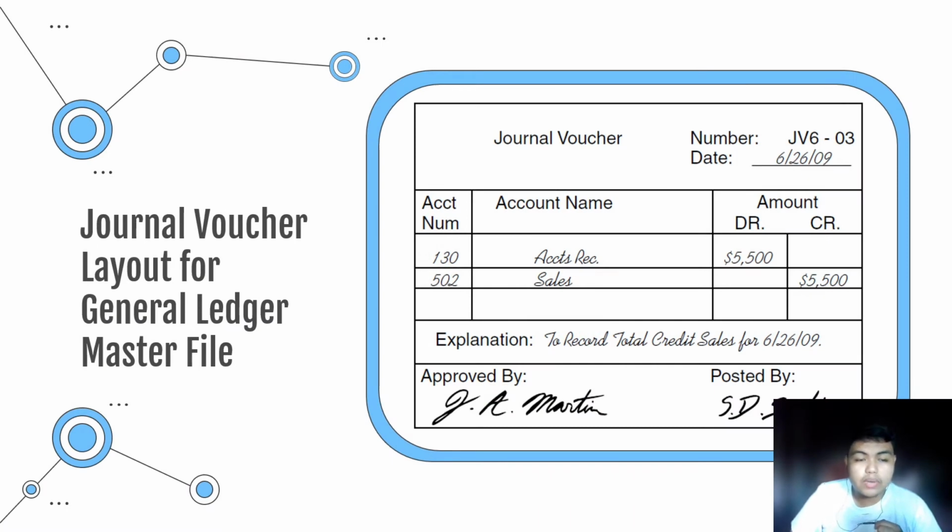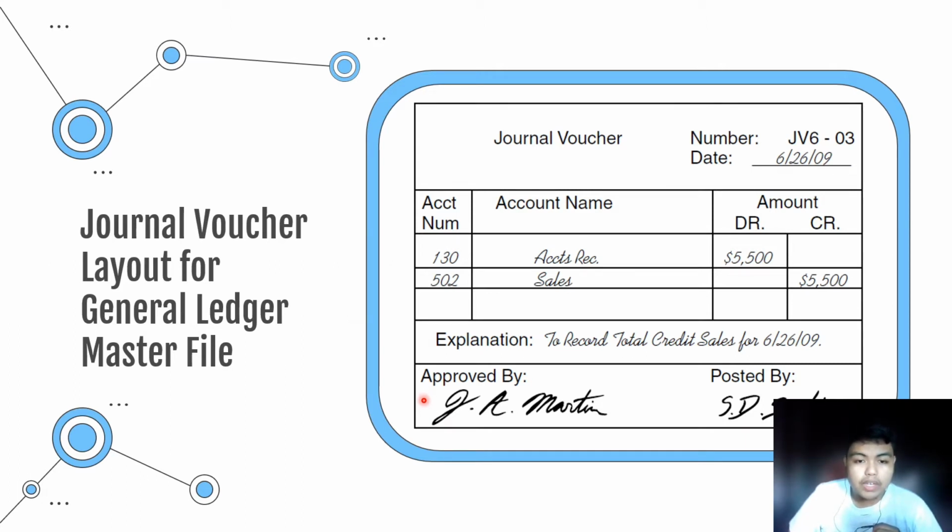Na ito naman yung example ng journal voucher for general ledger master file. So dapat ang journal voucher ay may number, may date, may account number, account name, proper amounts, saka yung explanation. And ito yung pinaka-importante, yung kung sino yung nag-approve or dapat yung journal voucher ay authorized ng manager kung saan nanggaling yung voucher na yun.